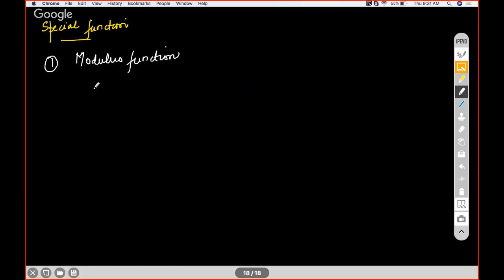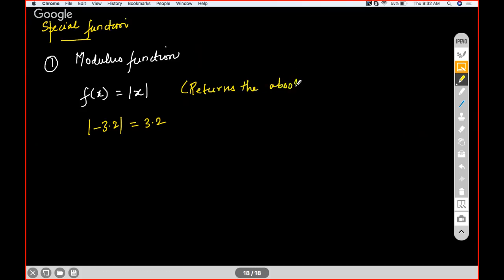Okay. What is modulus function? The simplest of all modulus function is mod of x. What is the meaning of mod? Mod means absolute value. This function gives the absolute value of the input. So if I say mod of minus 3.2, it will give you 3.2. So this function returns the absolute value of x. That means without the sign into consideration. That's the magnitude part. So if I say mod of 3.2, it will just return 3.2 to you.